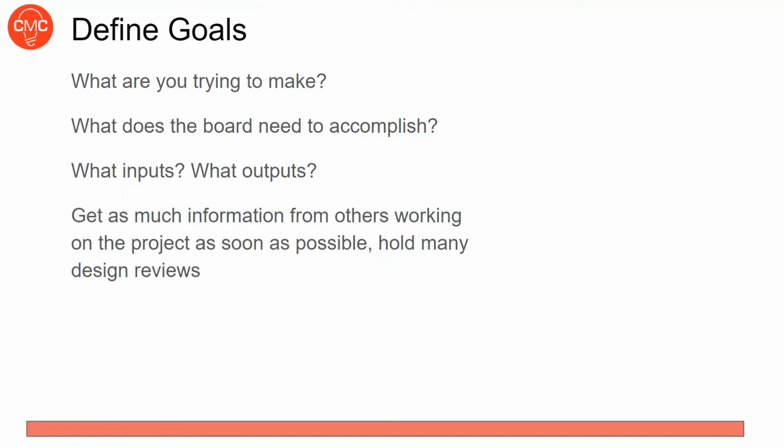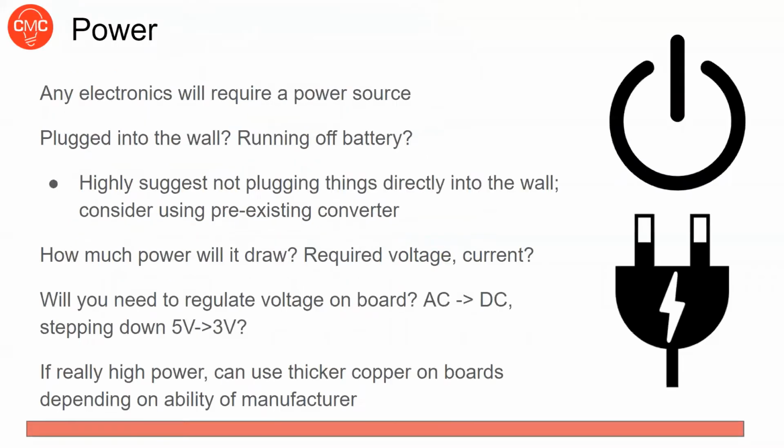What inputs will it have? What outputs will it have? Get as much information as possible from others working on the project as soon as possible. Hold a ton of design reviews, because it's much easier to make a decision now than to try to change your design later, after you've realized that, oh, someone else forgot to tell me that I needed this much power or something like that. So just try to get as much information as possible right up front.